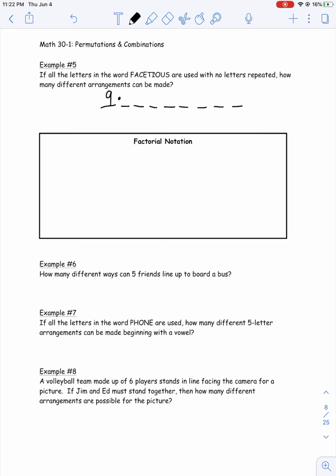Well, once we use a letter, we have 1 less for the next spot, and so on. And it keeps going down until you get to the last spot, and there's only 1 letter left to be placed. So when we multiply this, we get 362,880.